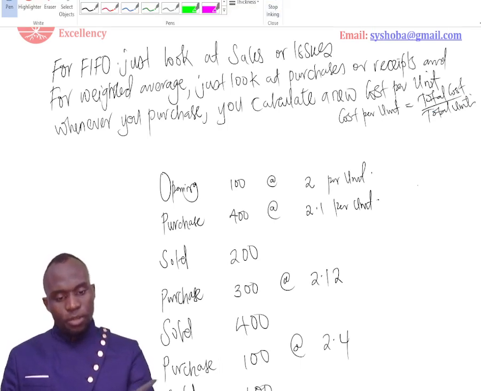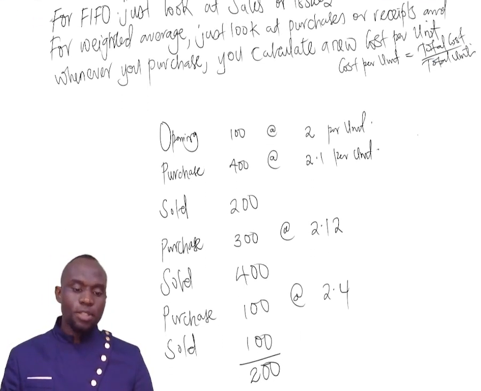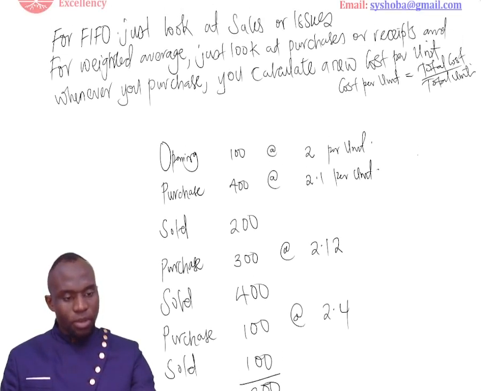So we start with our FIFO method. Now all you need is just the meaning. FIFO means what came in first is what we give out first.